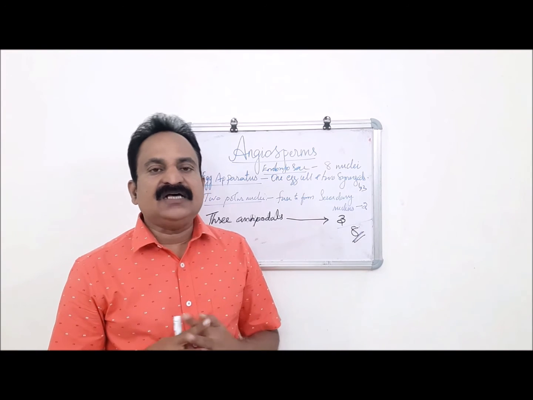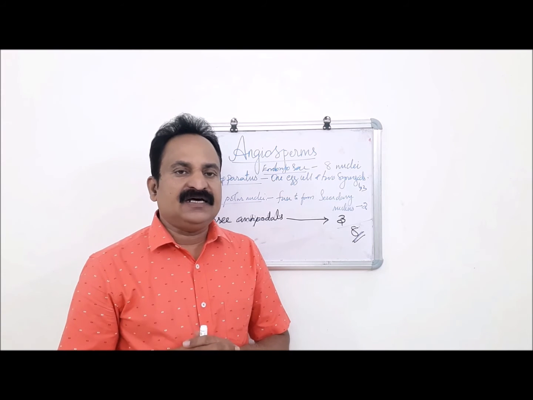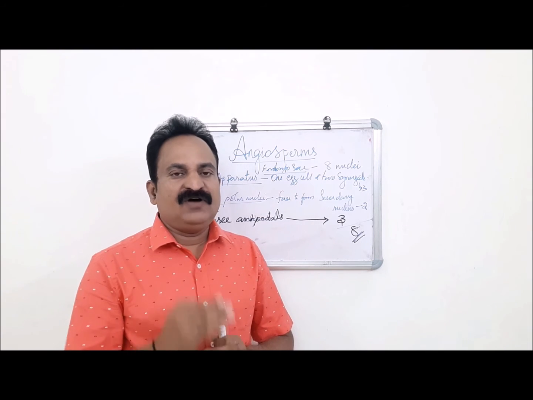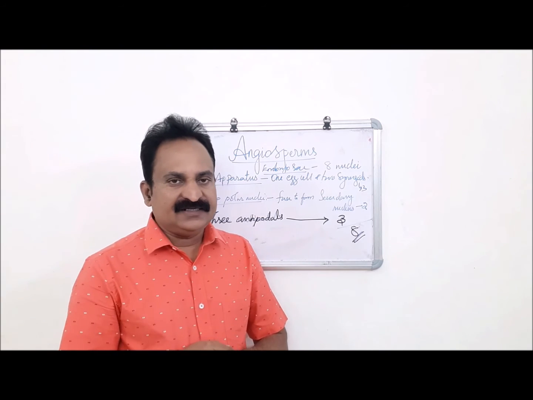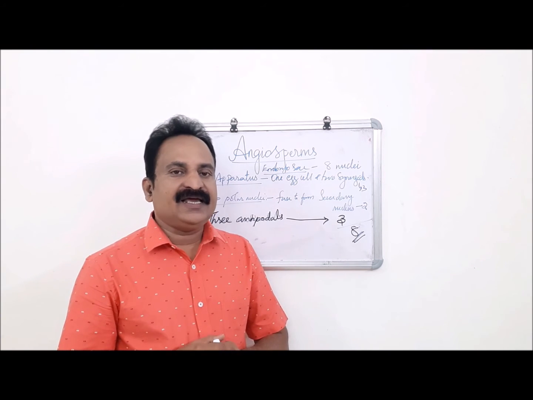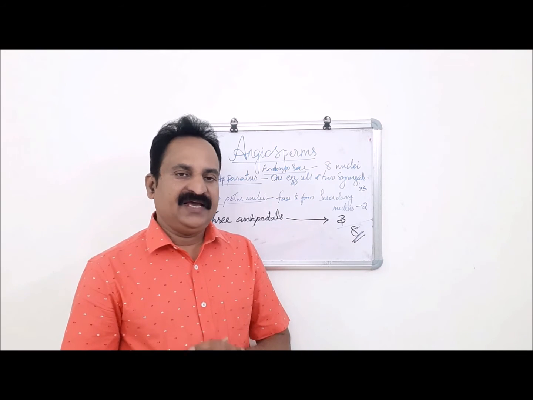Next we can see the classification of angiosperms. You know, angiosperms are classified into two groups. One is called monocotyledons and the other is dicotyledons. Have a look at the detailed characteristic features of monocots and dicots with the examples.